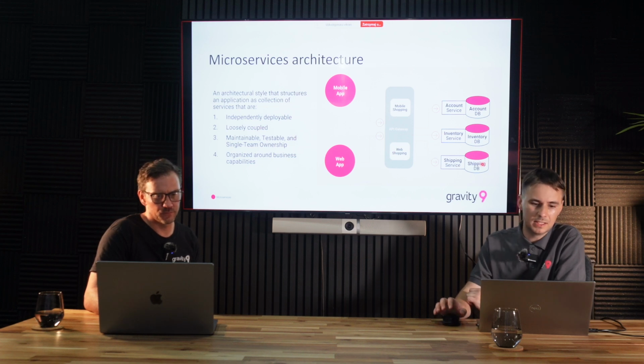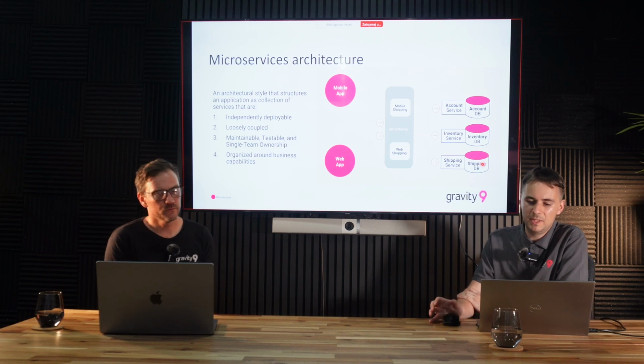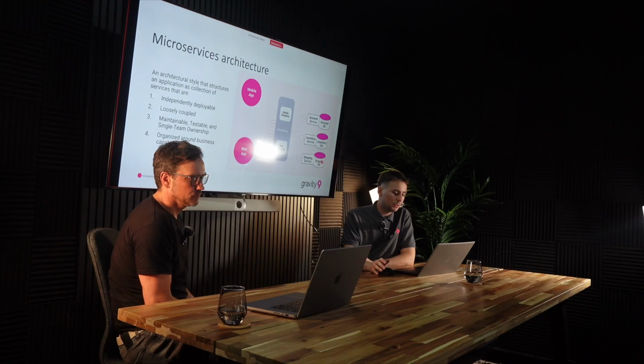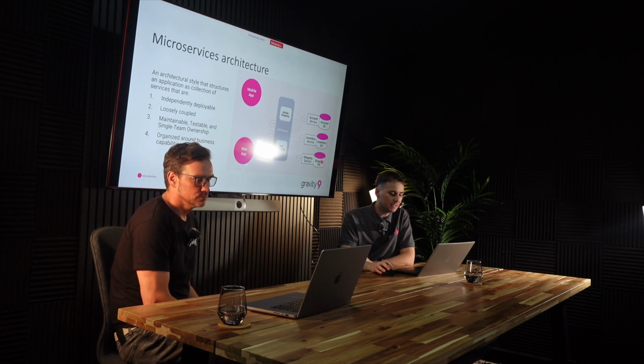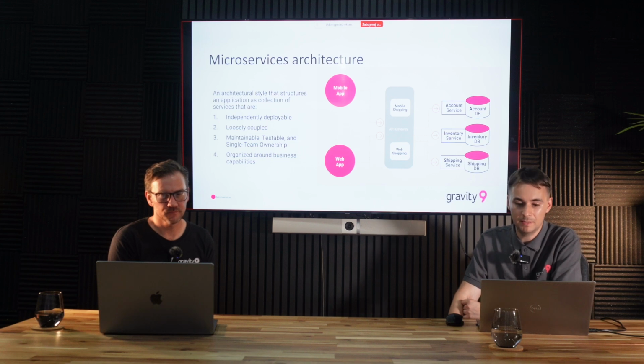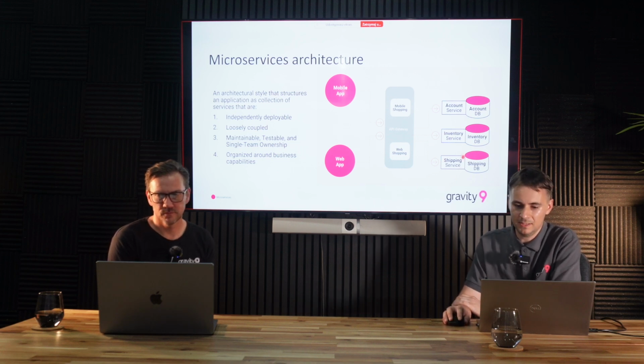So the first one is independent deployment. Imagine that we are updating the shipping service without affecting the account or inventory. This independent deployment allows us to upgrade parts like the delivery system. That was about the independent deployment. So we can update the shipping service without affecting the account or inventory. Because if you want to upgrade a delivery system, you don't have to touch how the user accounts are managed.